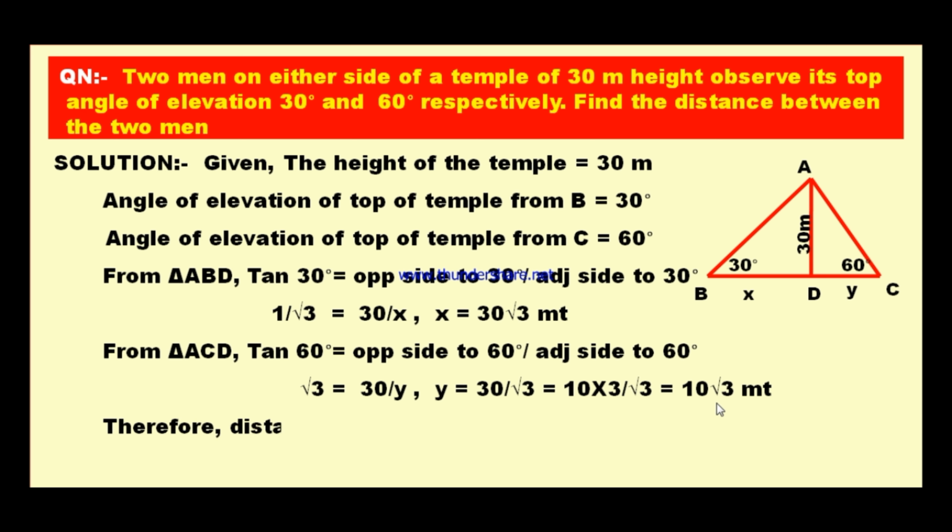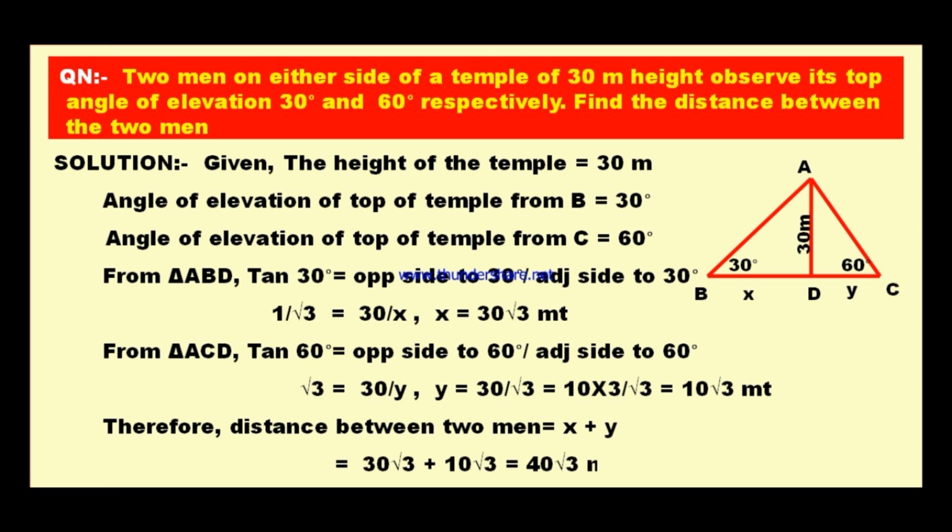Therefore the distance between both the persons is nothing but x plus y. The x value is 30 root 3 plus the y value is 10 root 3. By summing up, we get 40 root 3 meters. It is the distance between both the persons.